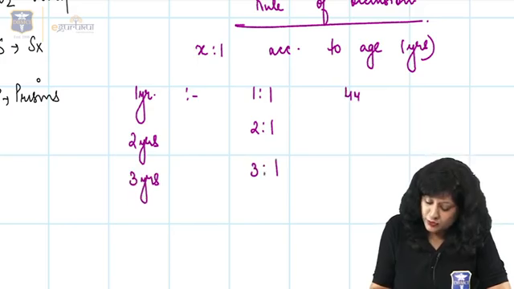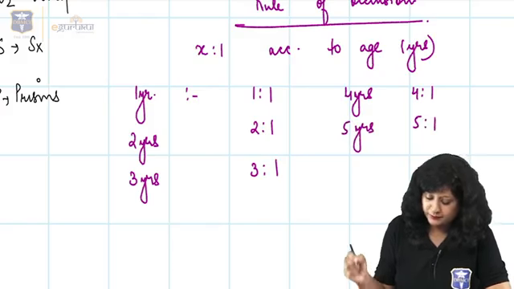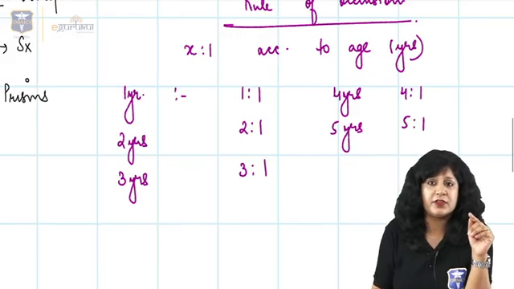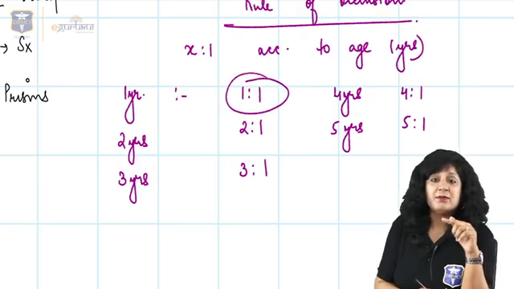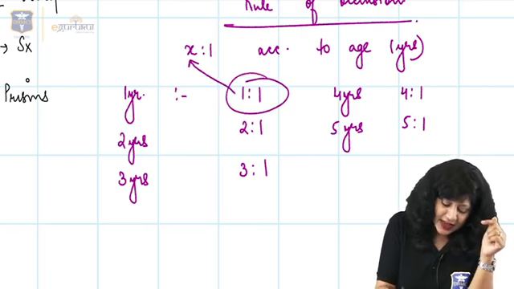At 4 years of age, we follow 4 is to 1. And at 5 years of age, we follow 5 is to 1. Now I will tell you the meaning of this. At 1 year of age, you are following 1 is to 1. So that means 1 is your x, that is your number of days of occlusion.